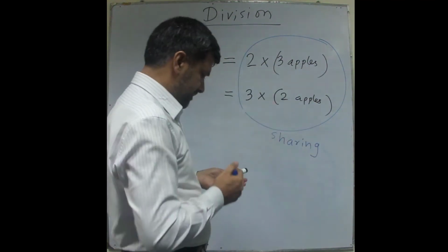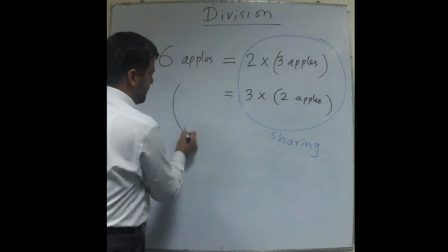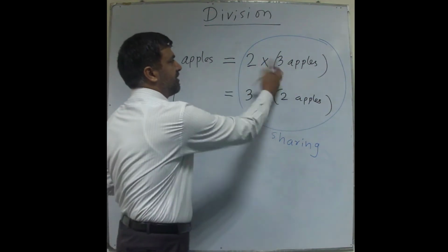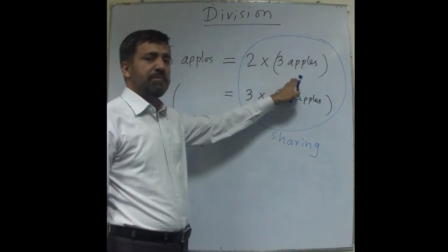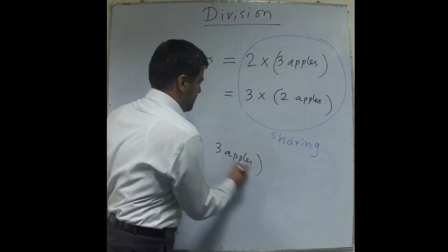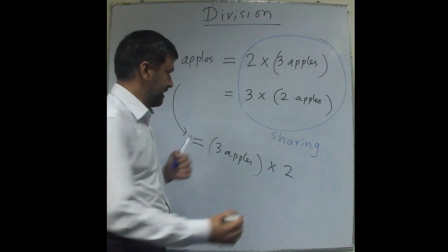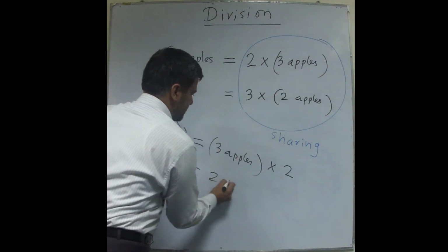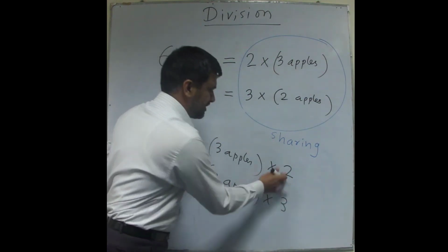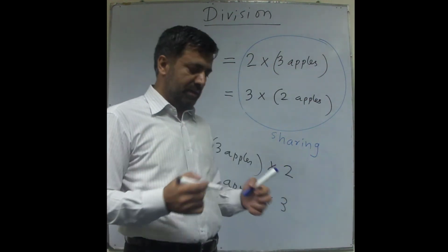But there is an alternative view. Look carefully at what I am doing now. I can just flip these 2. 2 times 3 apples can also be seen as 3 apples times 2. Similarly, I can see this as 2 apples times 3. Now this is a different viewpoint. Here we are not talking about sharing.